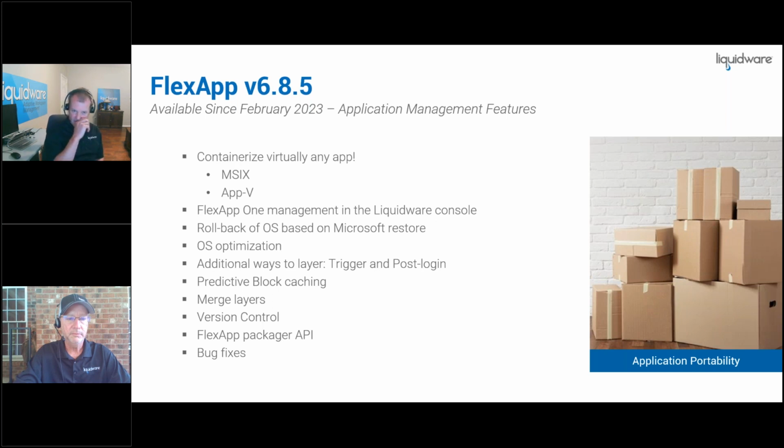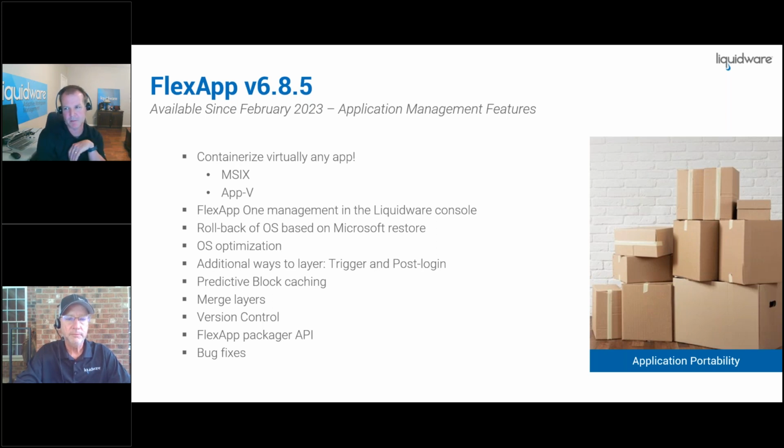I already mentioned additional ways to layer. Trigger and post login are two new ways to layer in and attach FlexApps, and I already mentioned all the ways earlier, but those two are new in this release. Predictive block caching was based on parts of the application that were in use before. Now it's based on the application, so it gives you better stability on networks where you have VDI running as well as machines that are talking to servers in the background. So you get more of those blocks of that application down to the endpoint. So if you did have a network glitch or something like that, the application is rock solid and not affected.